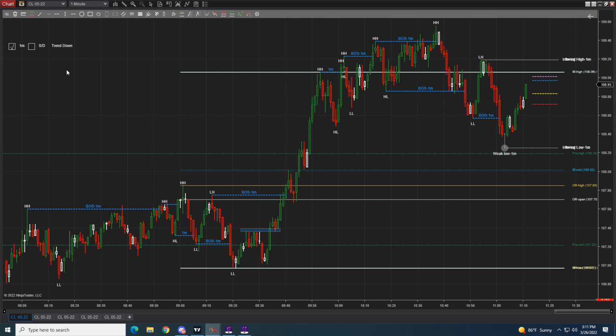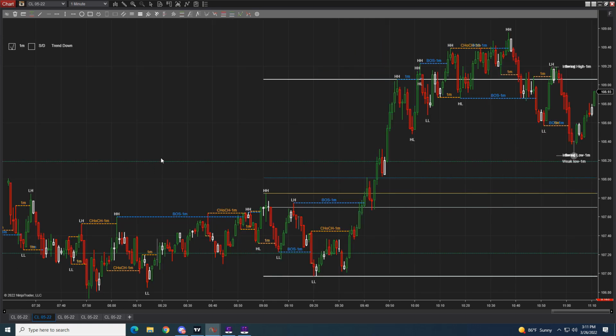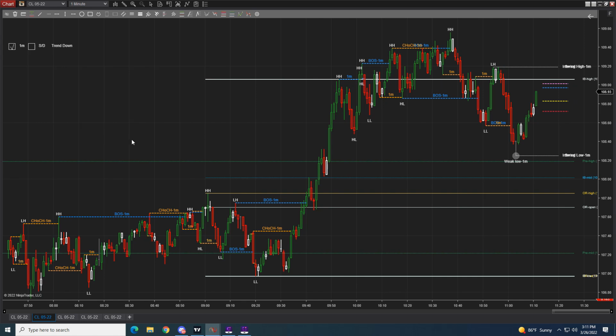Now, so I'm going to apply the indicator here. I'm just going to go over one here, and here you have it with both change of character and the breaks of structure.